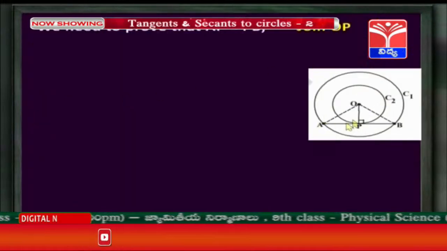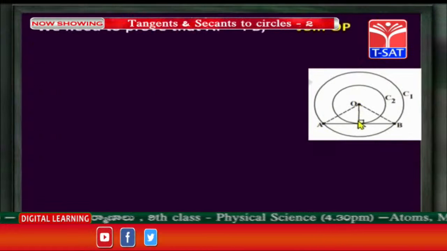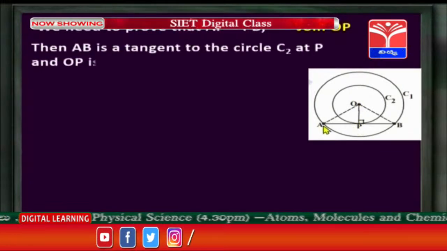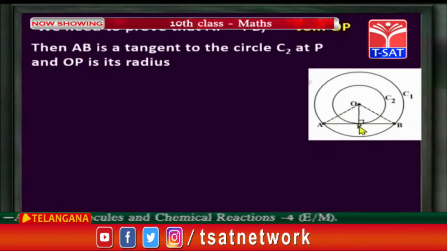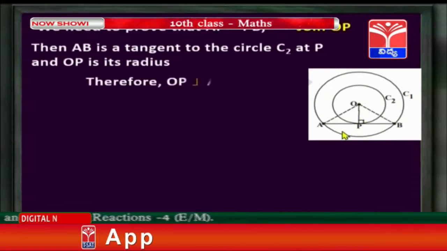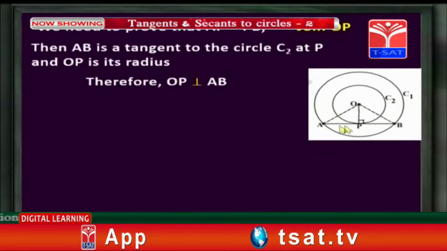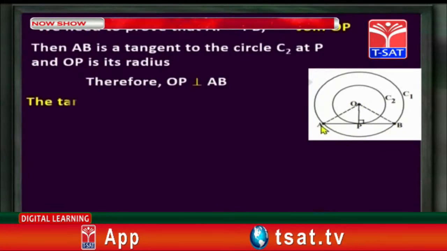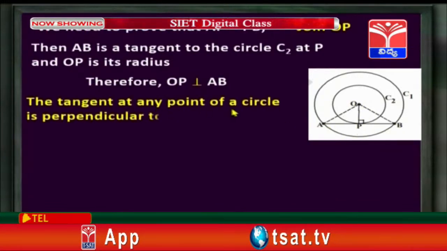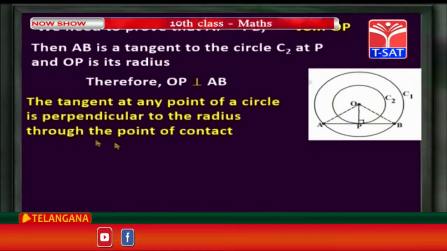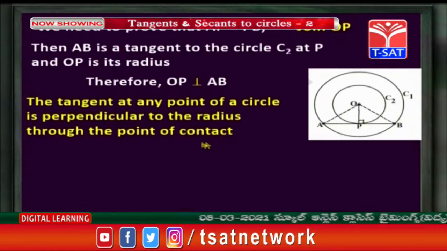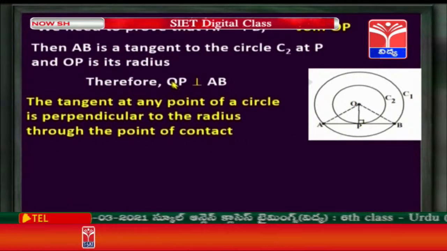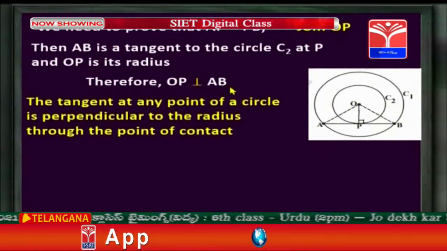For that, first join OP. AB is a tangent to circle C2 at P, and OP is its radius. Therefore, OP is perpendicular to AB. We know that the tangent at any point of a circle is perpendicular to the radius through the point of contact. So, the angle at the point of contact is always 90 degrees. So, we can say OP is perpendicular to AB.